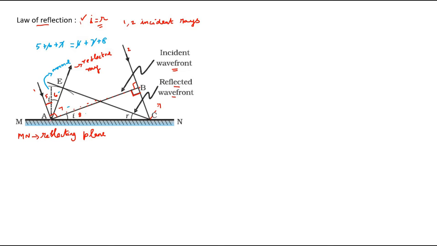What you should do: the first point on the incident wavefront to be incident on the reflecting plane is A. Then what will happen? Last, this point B will come here, and then it will be incident on C. First point to be incident on the reflecting plane is A. Last point to be incident is B. So once this A is reflected here, now we will consider the wavefront at a later instant.